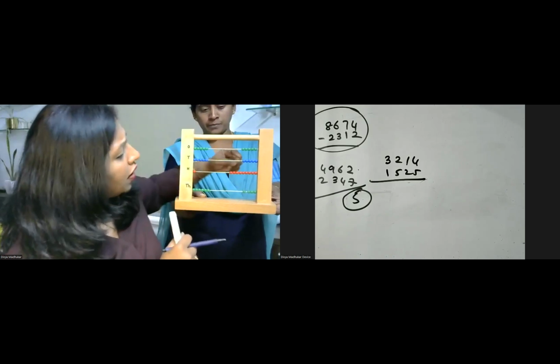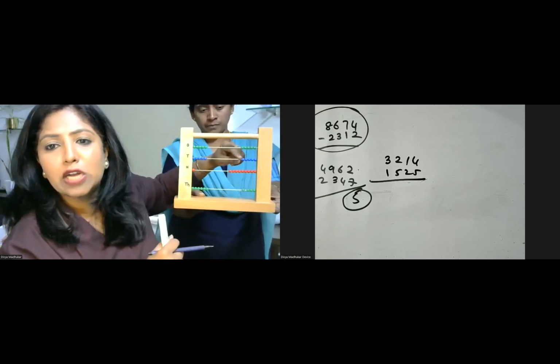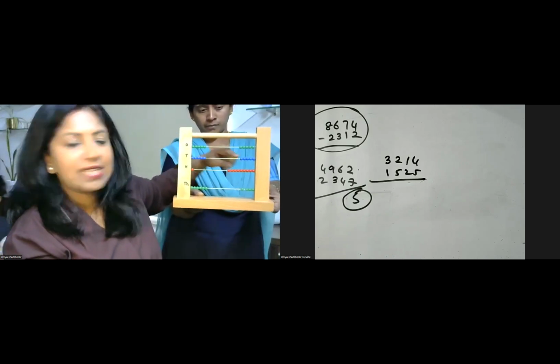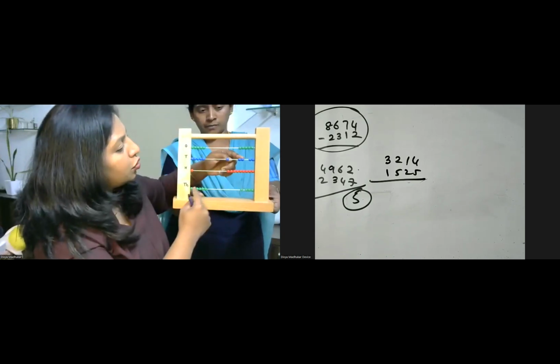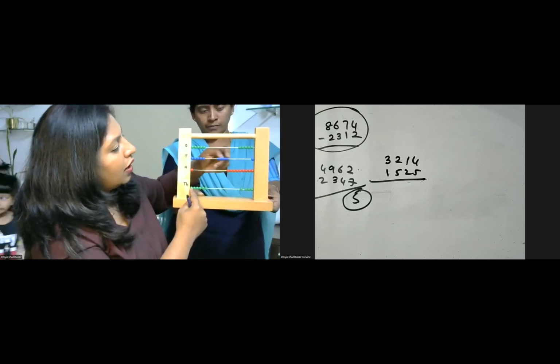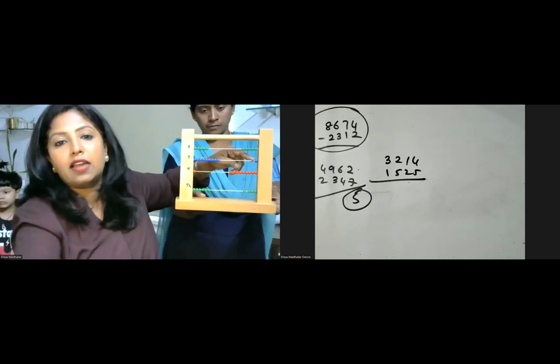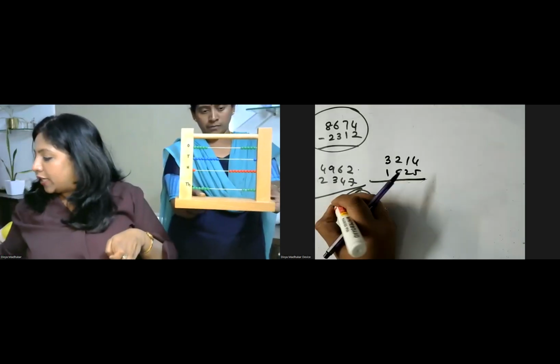Now you have your 5 tens only. It is not 6 tens. How many tens do you need to remove? 1, 2, 3, 4. How many tens are remaining? 110. So you write your 110.